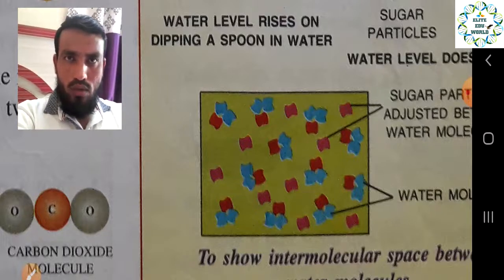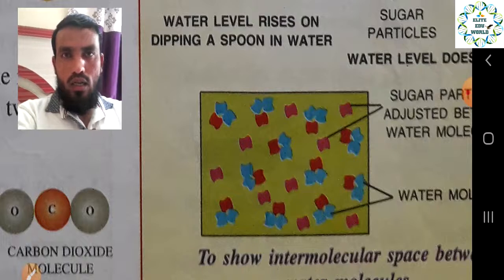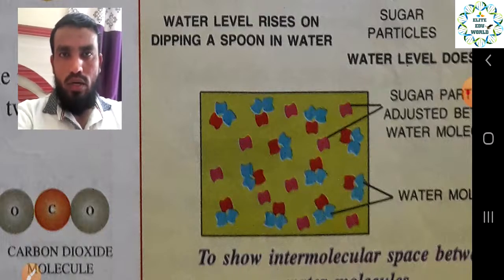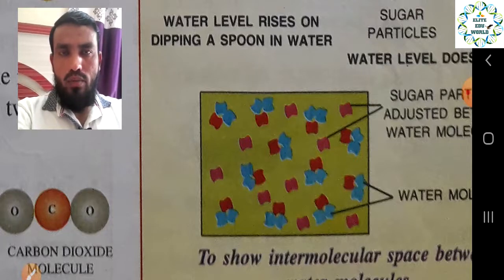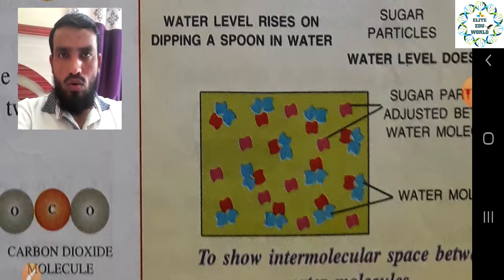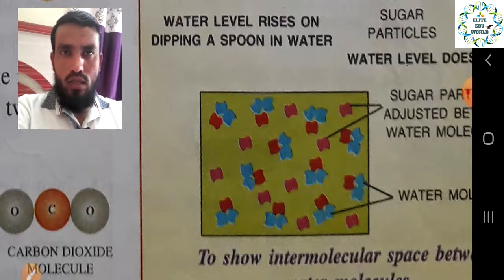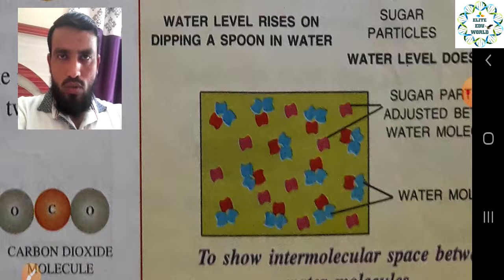When we talk about the liquid, there is less intermolecular force as compared to the solid. That is why there is more space between the molecules of liquid. It is the opposite: if there is more force, the molecules will come together; if there is less force, the molecules will move farther from each other. That is why liquid can move within its boundaries.